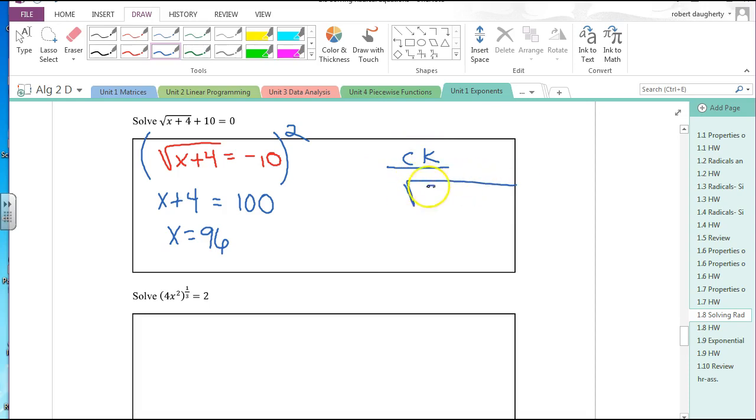So the square root of 96 plus 4 plus 10 equals 0. What's 96 plus 4? 100. Square root of 100 is 10. Does 10 plus 10 equal 0? No. What does that mean? This is not a solution. Therefore, there is no solution. Okay. So this one has no solution.